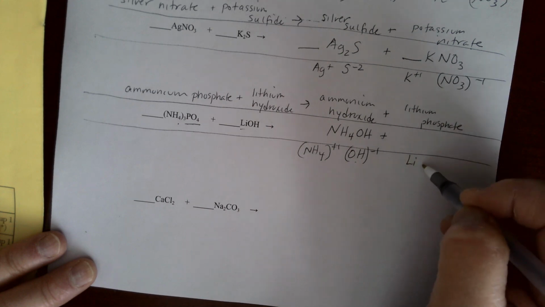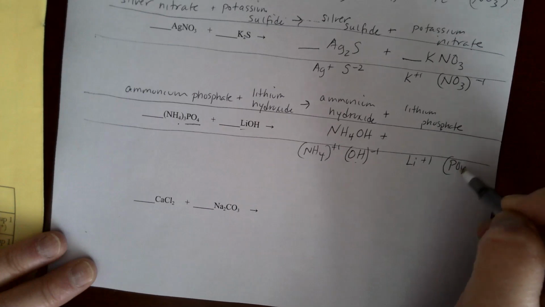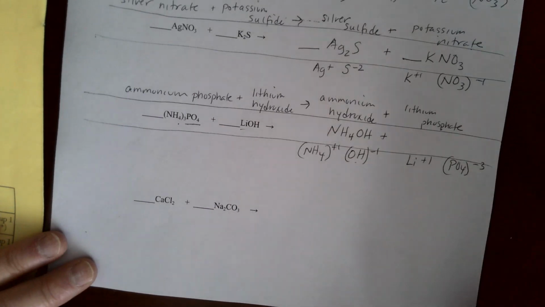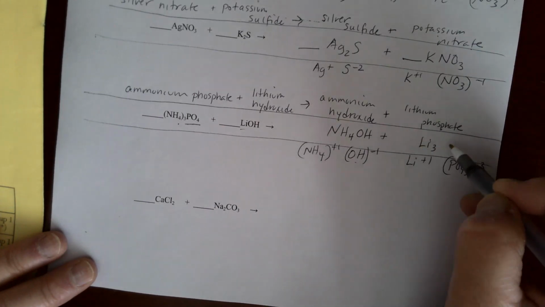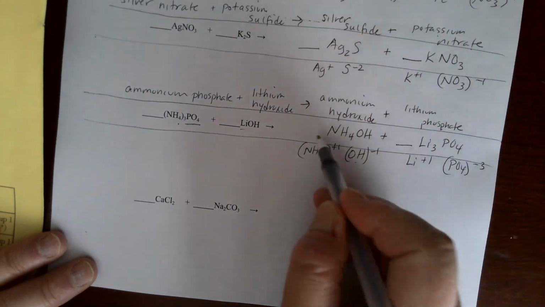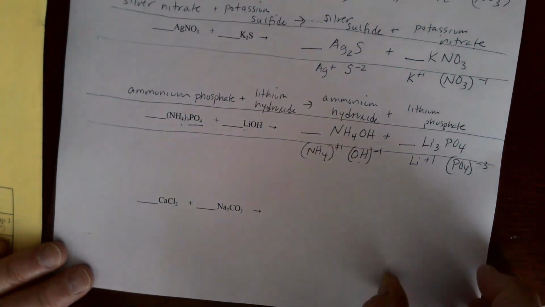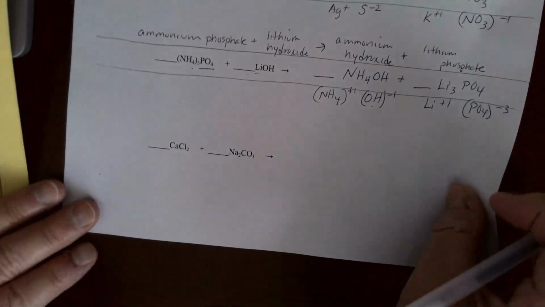Scratch work. Lithium, Li +1. Phosphate, PO4, -3. Drop and swap. This becomes Li3PO4. Put blank spaces in front so we can balance that later. And we have one more equation to predict products of. Let's go.